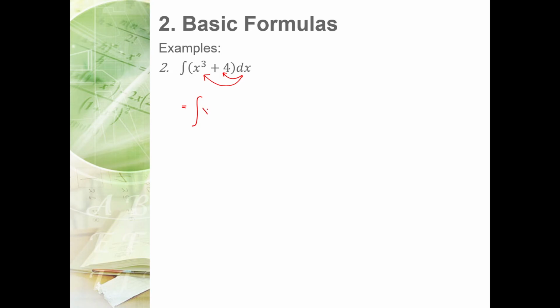Okay, so we have the integral of x cubed dx plus 4 dx. Again, since we have 4 as the constant, I'll explain it in detail so that you can review this later. So factor out 4 and then the integral of dx.